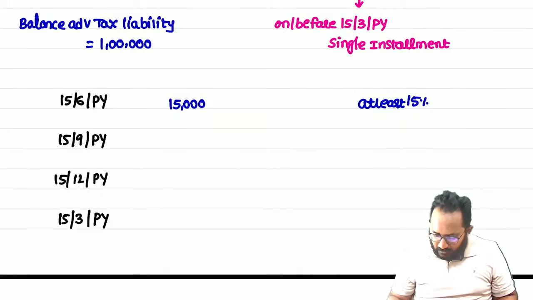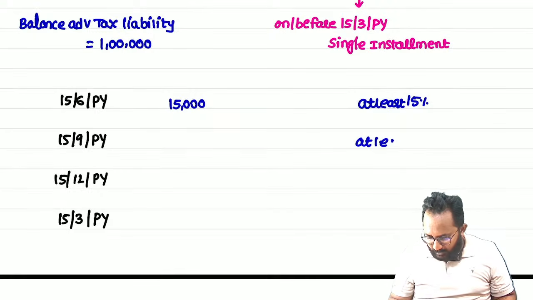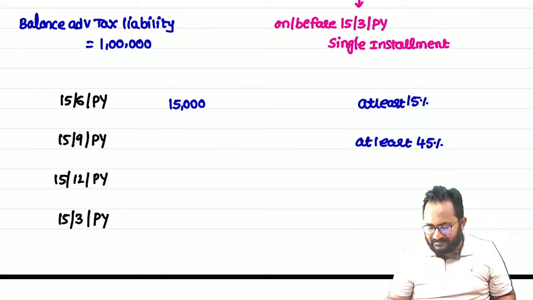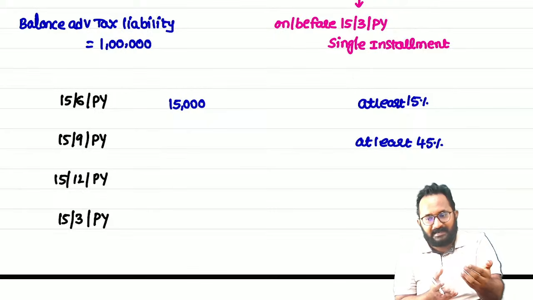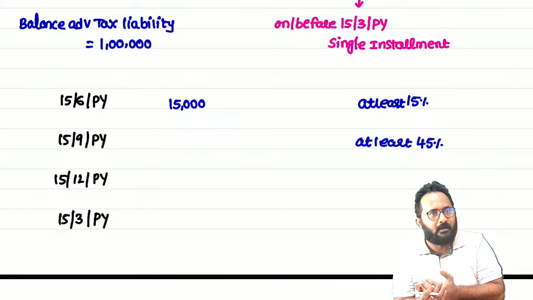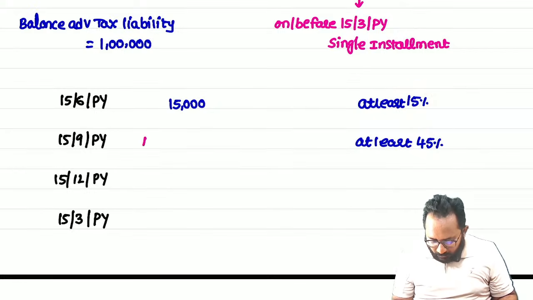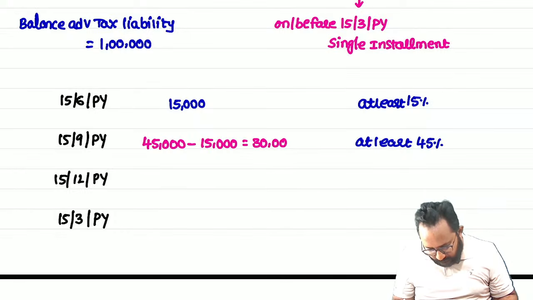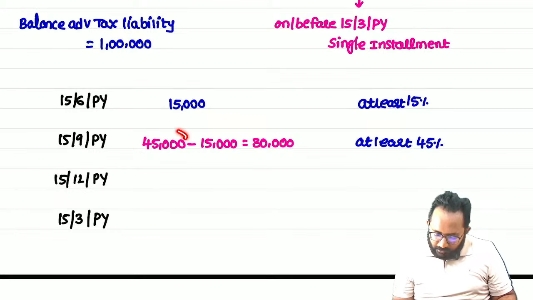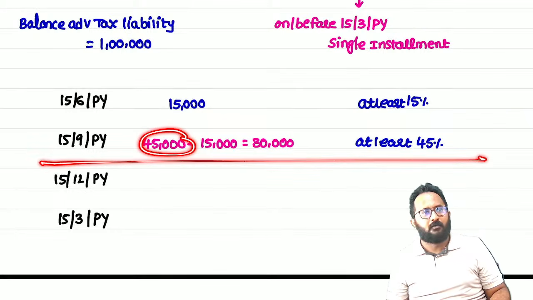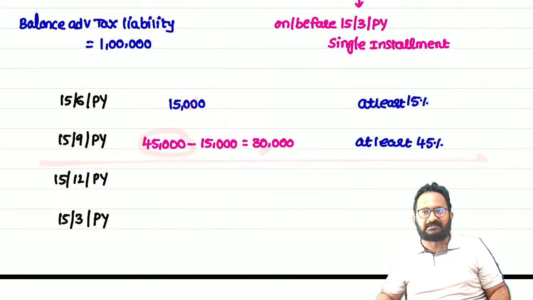For the second installment they are saying at least you have to pay 45%. These percentages are cumulative. If you observe, first installment 15, next it is not a separate 45. This 45 includes the 15. You have to pay 45,000 as of this date, but already we paid 15,000. That's why you have to pay only 30,000 here. At least you have to pay totally 45 as of this date, but already we paid 15, so the balance 30 you can pay.